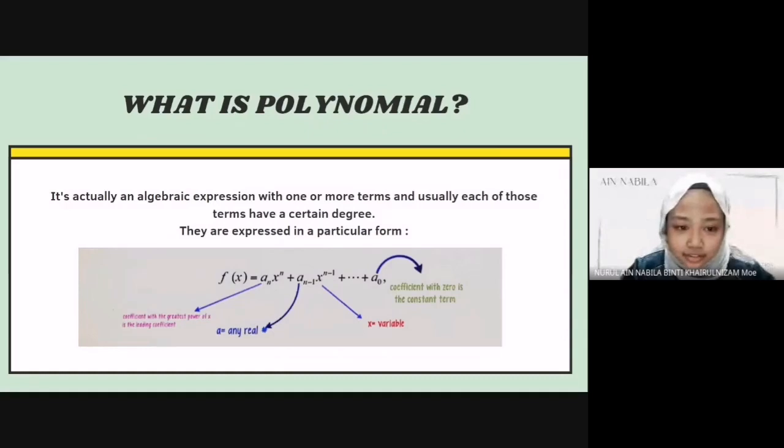Okay, of course, Hafiz. So, polynomial is actually an algebraic expression with one or more terms, and usually each of those terms has a certain degree. They are expressed in a particular form by a formula we see now. So, the coefficient with the greatest power of x is the leading coefficient. A is any real number, and x is the variable. The coefficient with zero is the constant term.